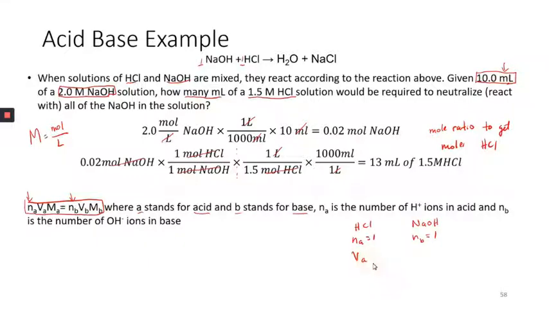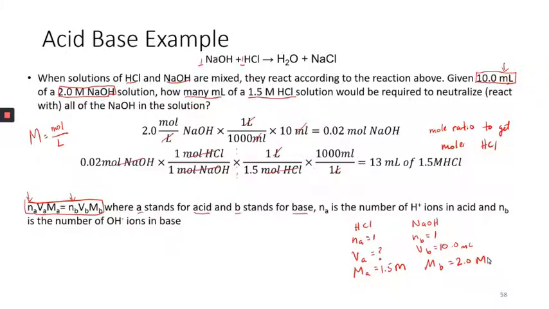Va is the volume of the acid, which is what we are looking for, so you put a question mark. Ma is the molarity of the acid, which they give us as 1.5. Vb is the volume of the base, and Mb is its molarity.